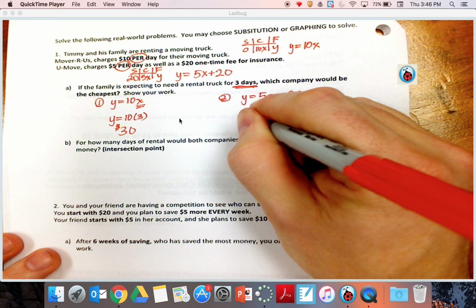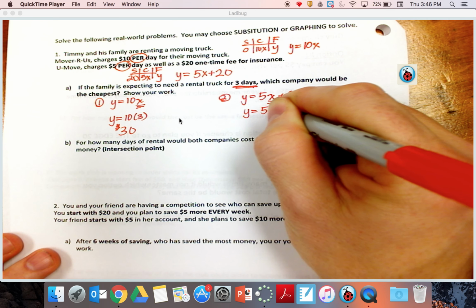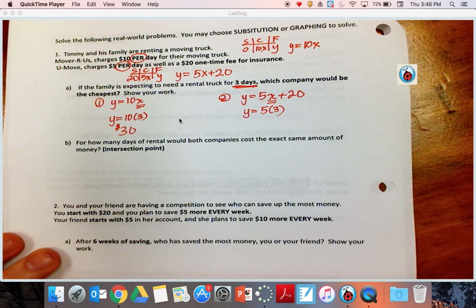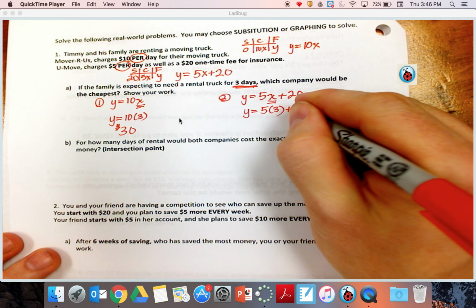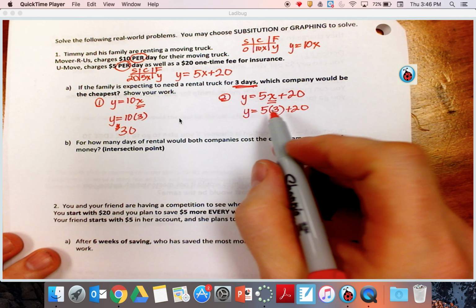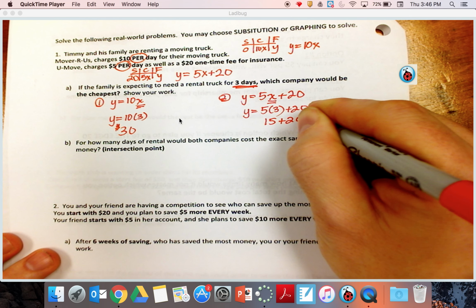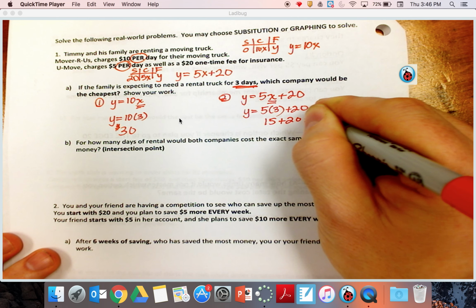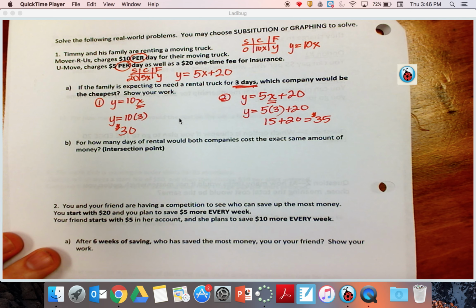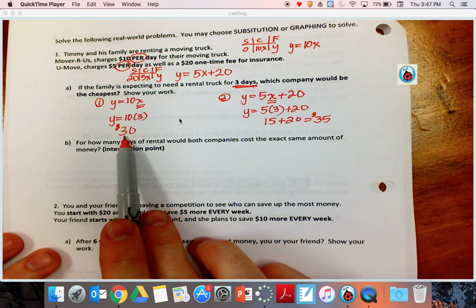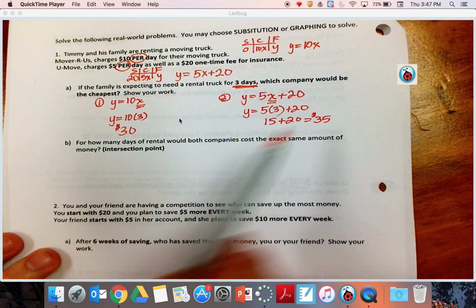I do my next one. I say y is equal to 5 times 3, x is our days, plus 20. 5 times 3 is 15, plus 20 gives me 35. So I compare which one's cheaper. Option 1 was $30. Option 2 is $35.